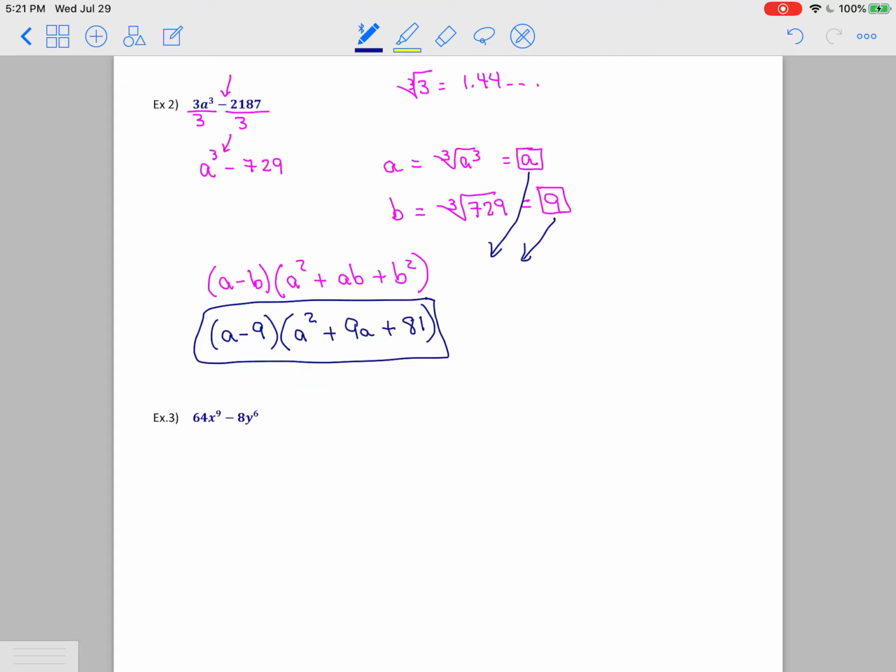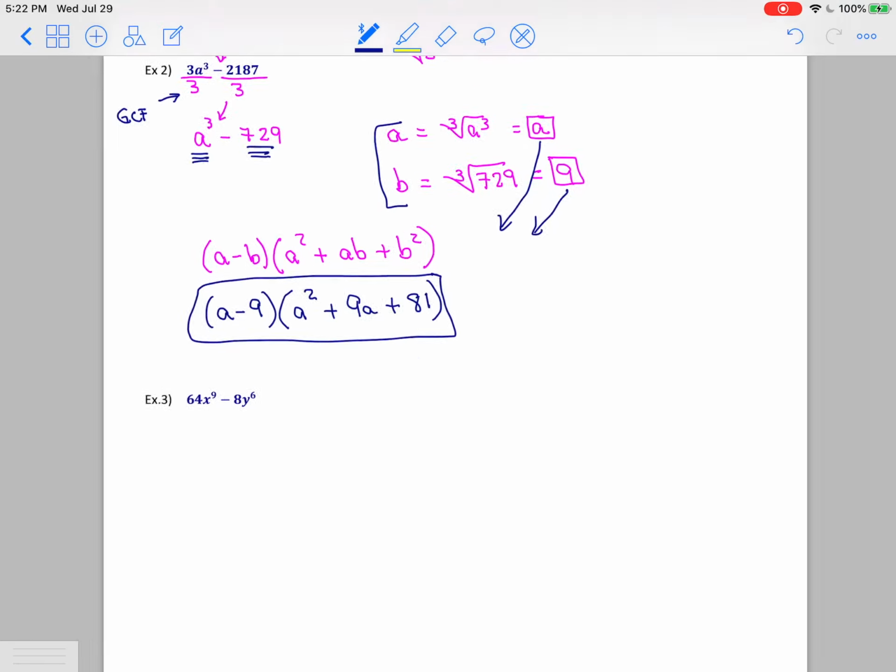Okay, so that one was just a teeny bit more challenging. Kind of as we review here, we had to just pull out a GCF here. And then what we had here is a perfect cube, so we were ready then to move forward and find our a and b and plug into the formula.